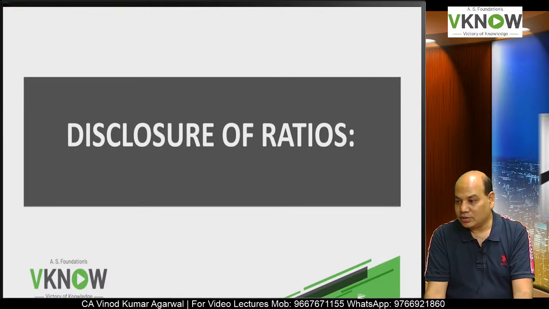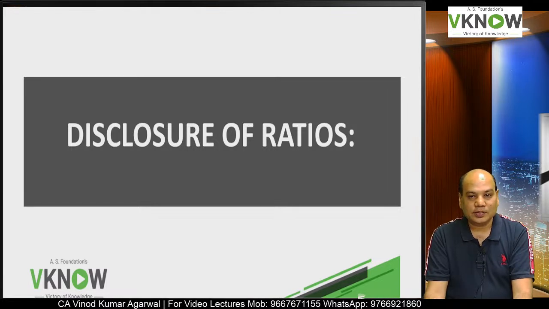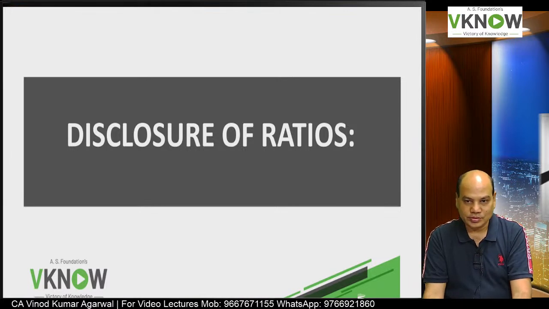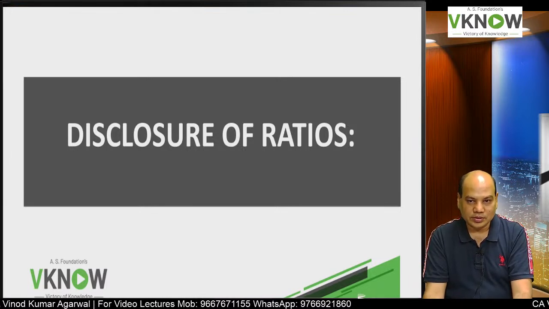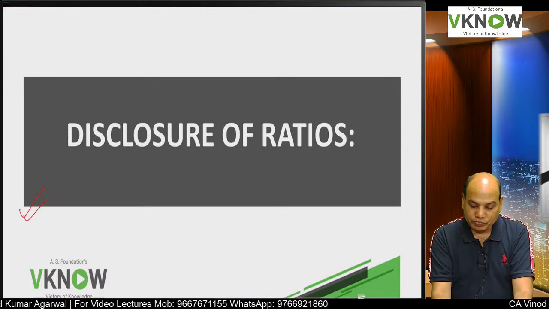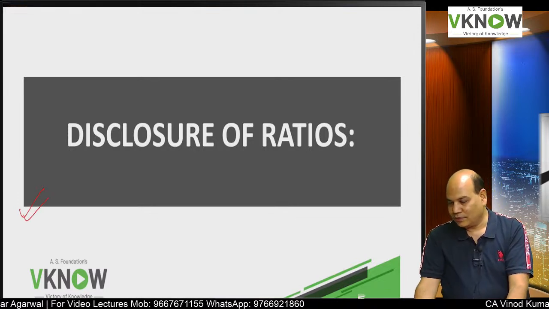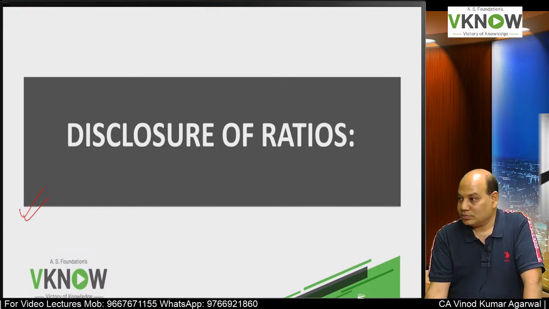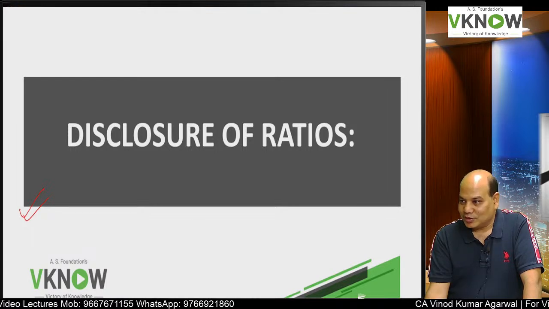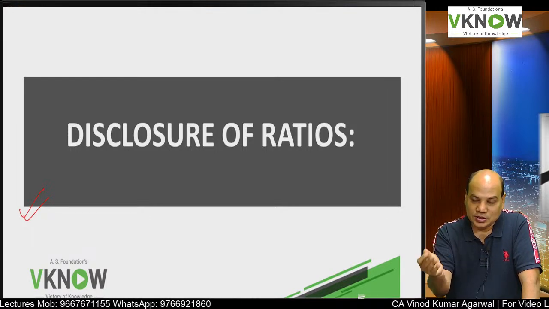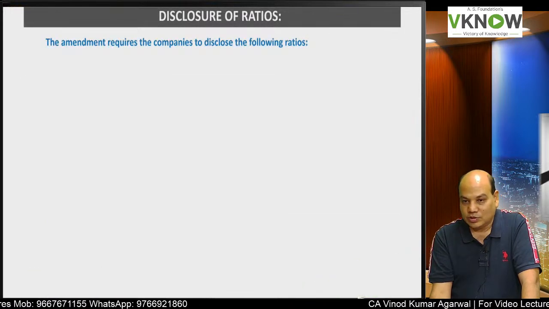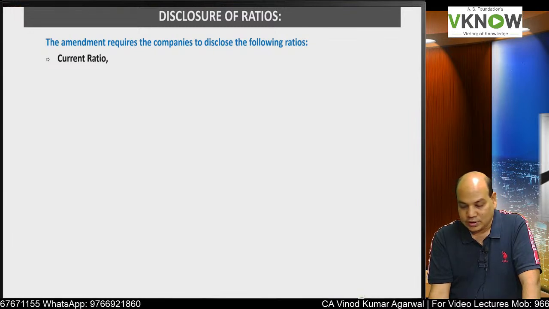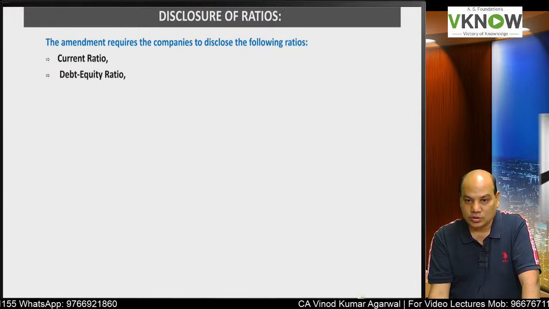One good thing they have done is that now companies will have to disclose certain ratios, which was not there in the earlier case. So therefore, as a chartered accountant or a financial expert, you have to know the ratios now. You have to teach other people also these ratios so that they can read the balance sheet and understand the performance of the company, liquidity, risk involved, long-term growth involved, etc. So which are the ratios you have to disclose?